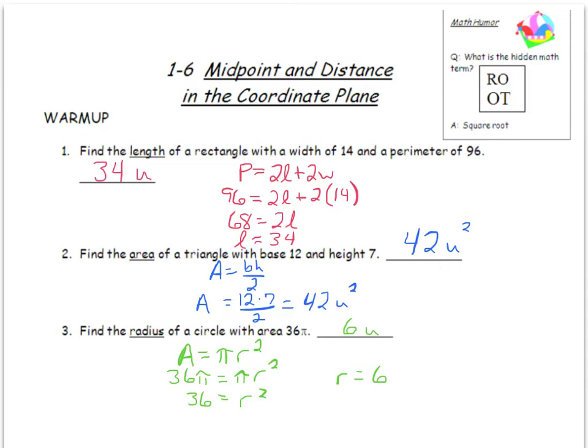The third and last warm-up problem said find the radius of a circle with an area of 36 pi. So our area formula for a circle is pi r squared. They told us the area was 36 pi. We're throwing that in there, and that equals pi r squared. To get the pi's away, we divided by pi, and then we square root. So make sure when you square root that 36, you end up getting 6. But we talked about the plus or minus 6. It doesn't make any sense for us to have a negative for our radius. Therefore, it was just 6 units.